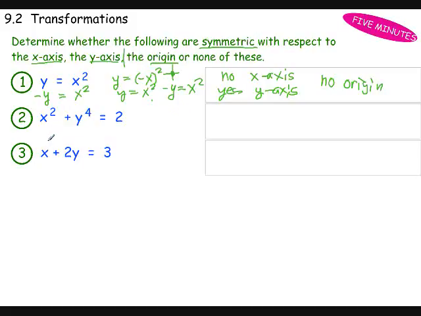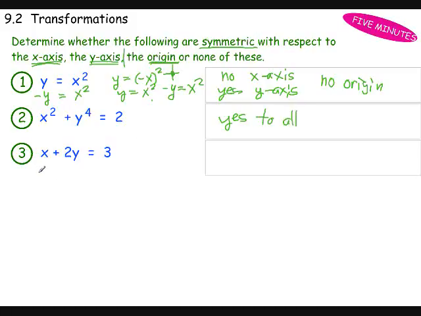All right, how about this one? Because this is squared and this is squared, whether I put in a negative x or negative y, it's going to be equivalent. This is going to be yes to both the x-axis and the y-axis. The origin, I put them both in at the same time, and it still is symmetric. So this one is yes to all.